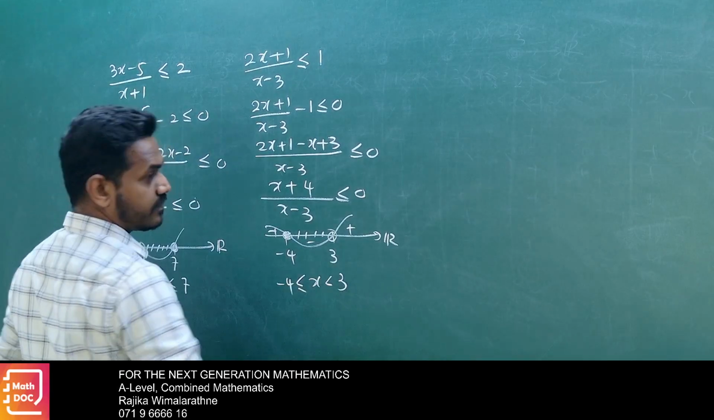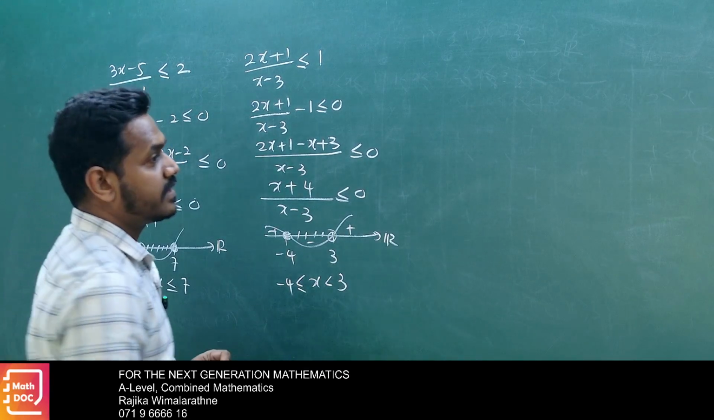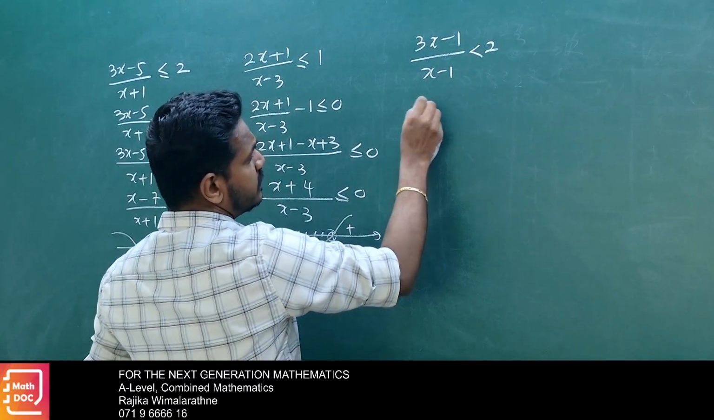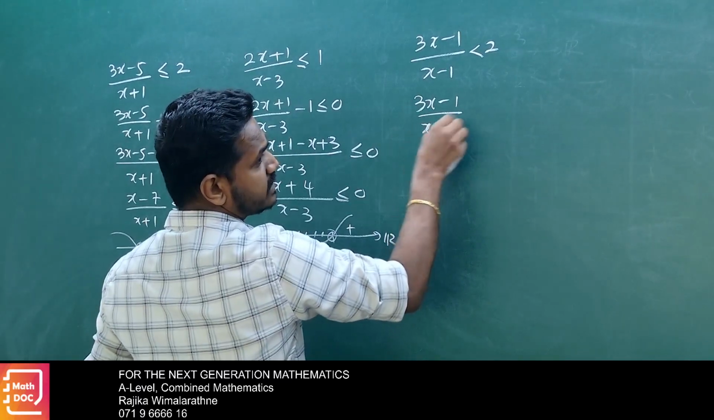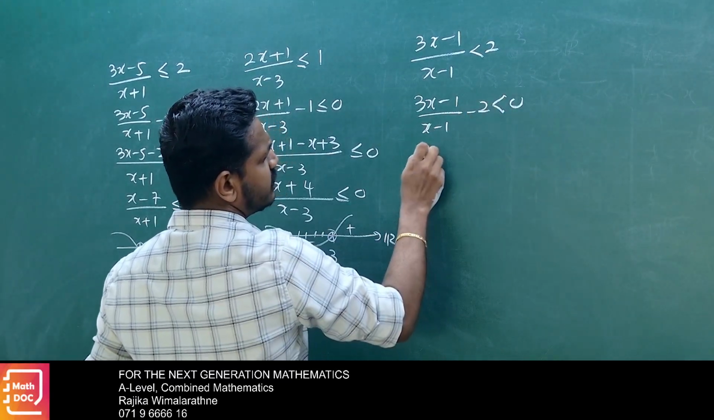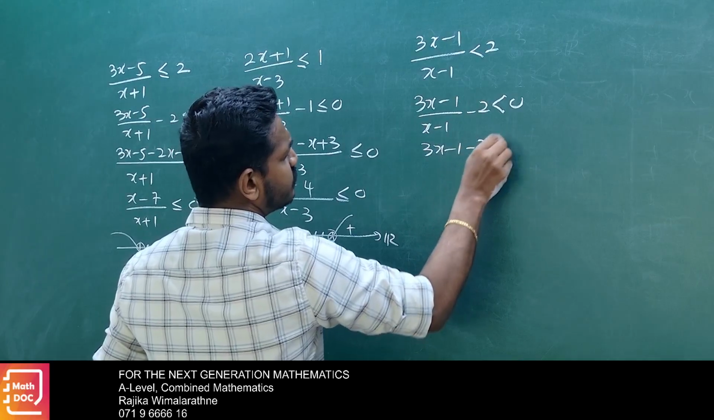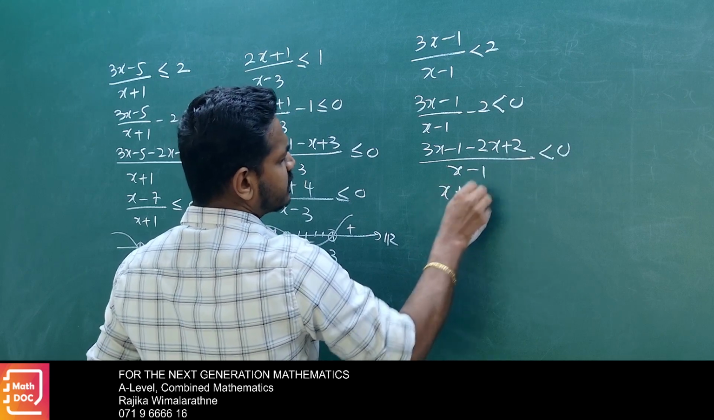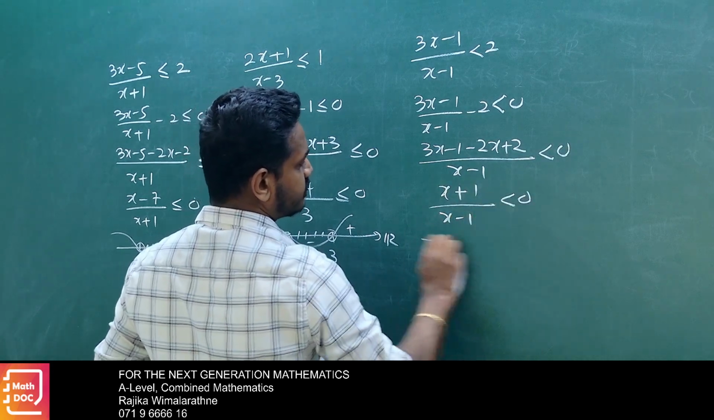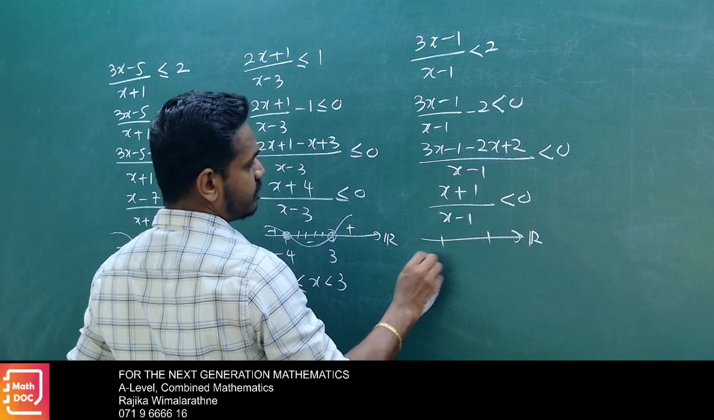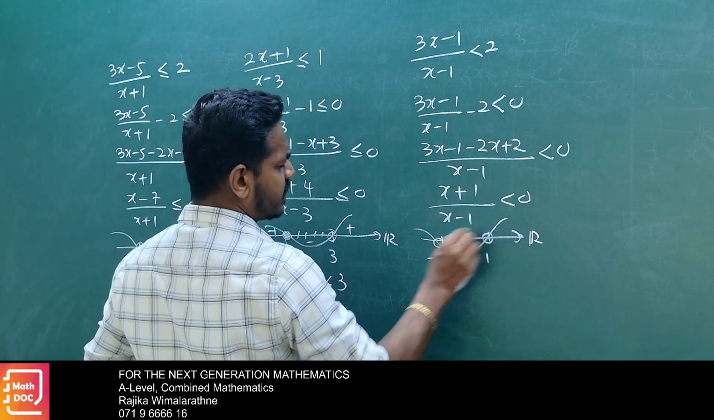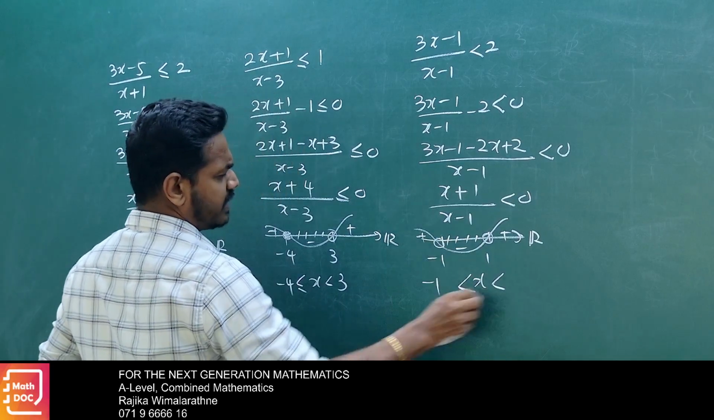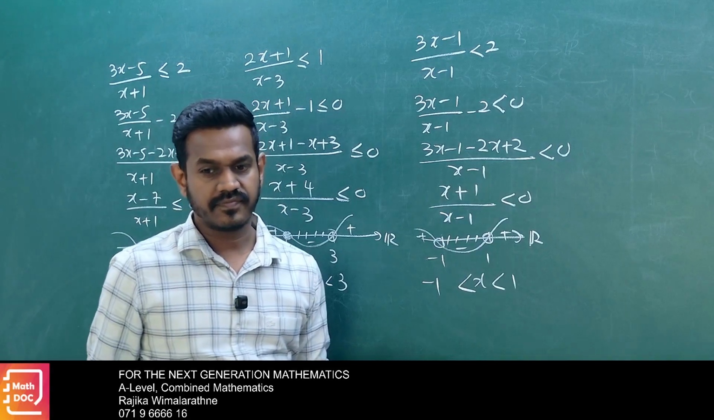Minus 4 to 3. Then (3x minus 1)/(x minus 1) less than 2. Bring 2 to the left: (3x minus 1)/(x minus 1) minus 2 less than 0. That gives (3x minus 1 minus 2x plus 2) over (x minus 1), which is (x plus 1)/(x minus 1) less than 0. Here the zeros are minus 1 and 1. Negative region here, no equality. Minus 1 to 1. Okay.